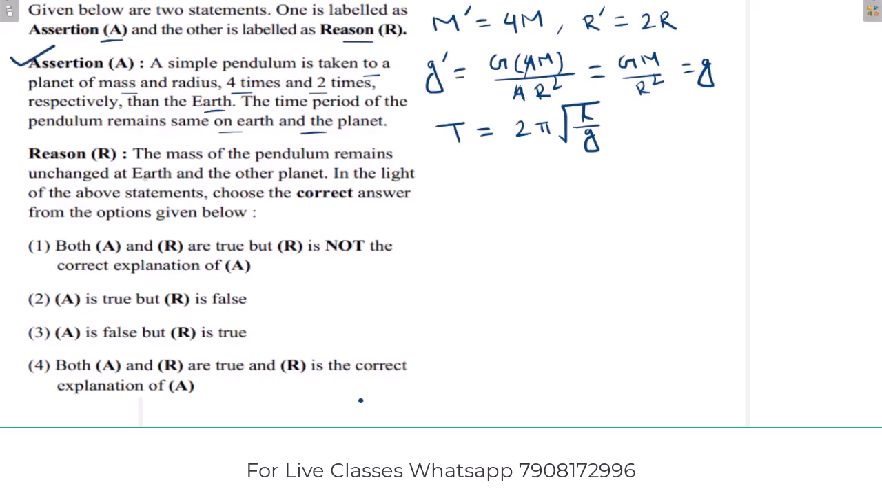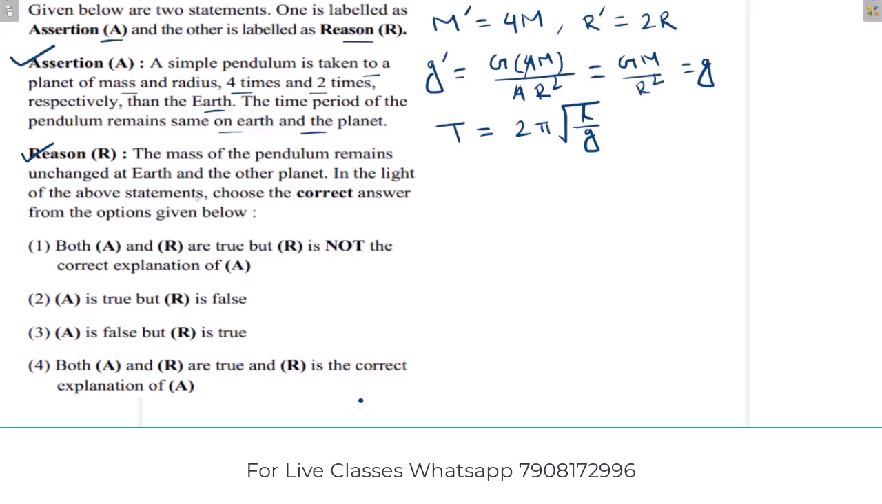Now find the reason. The mass of the pendulum remains unchanged at Earth and the other planet. So the mass of the pendulum remains unchanged. So reason is correct. So the reason R is correct, but it cannot explain the assertion. So both assertion A and reason R are independently correct, but reason cannot explain the assertion.